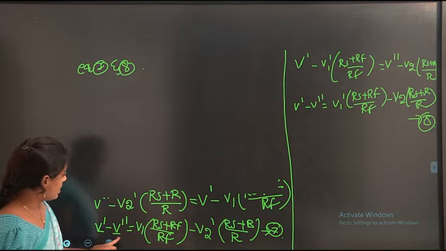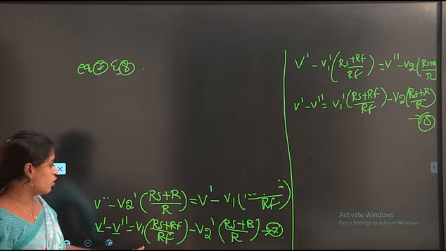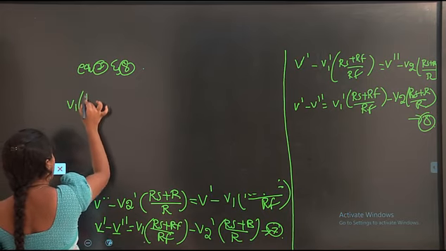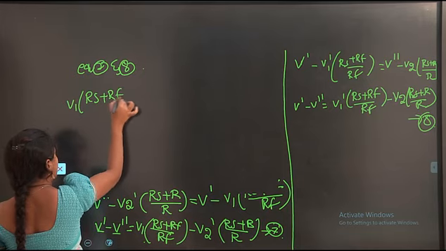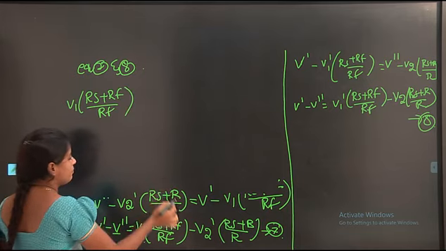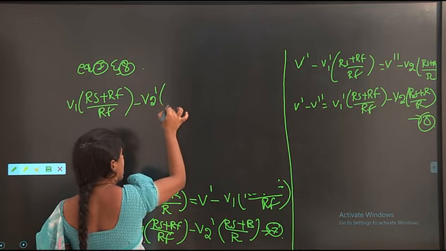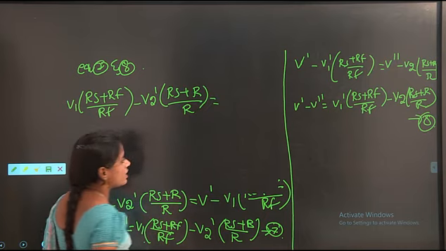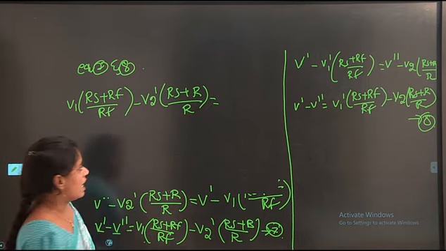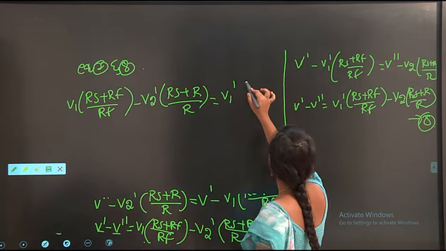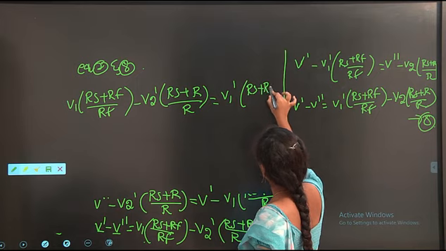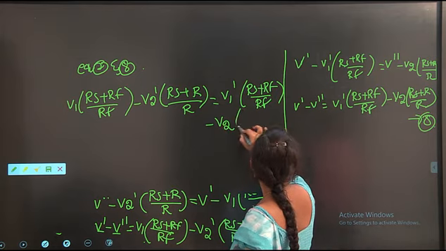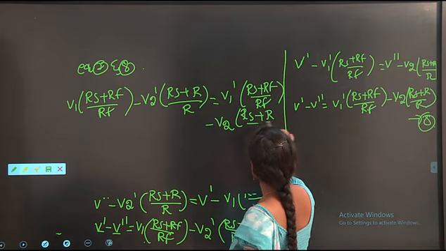Then what happens? Equation number 7 becomes V dash minus V double dash. So we don't write these conditions, we write this one. That is V1 (Rs plus Rf)/Rf minus V2 dash (Rs plus Rf)/R, which is equal to, what is equation number 8? That is V1 dash (Rs plus Rf)/Rf minus V2 (Rs plus Rf)/R.